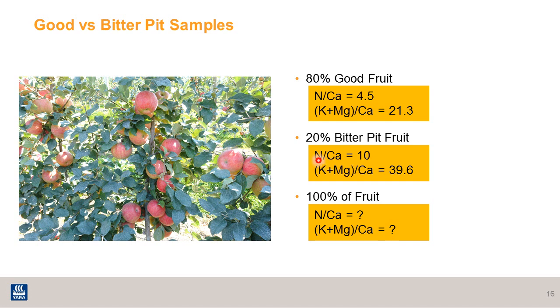Remember that this value here is just for the fruit that has bitter pit, and this value here is just for the fruit that were good fruit. So what are the numbers here? What if you send 100% of your fruit in the orchard to the lab? What would those numbers be? The good news is you can find out those numbers by making a weighted average calculation based on these numbers here.